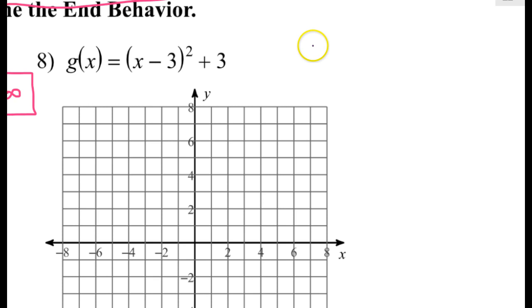Alright, for number 8, the parent function, which I will call p of x, that is supposed to be a p. Now it looks like an r. Alright, close enough. The parent function is just x squared. This is a parabola. The parabola would have vertex 0, 0, and then 1 squared is 1, 2 squared is 4, for example. Okay, that's enough points. Alright, so the parent function would look like this.